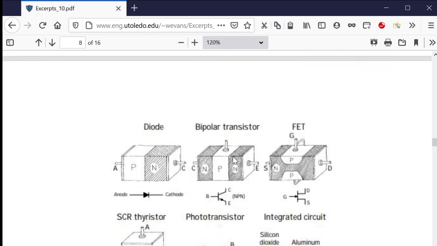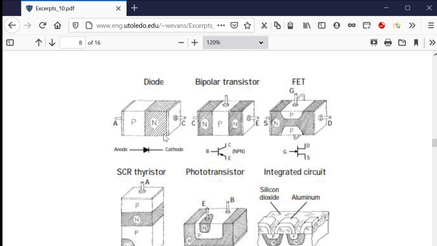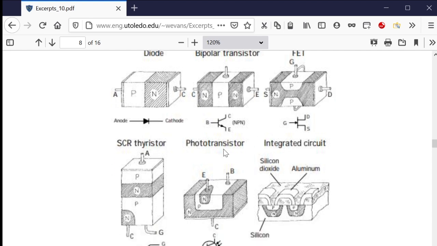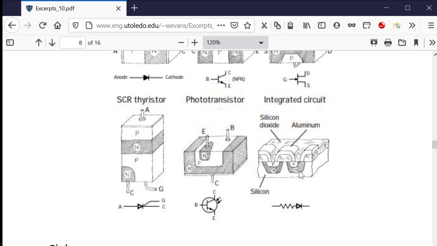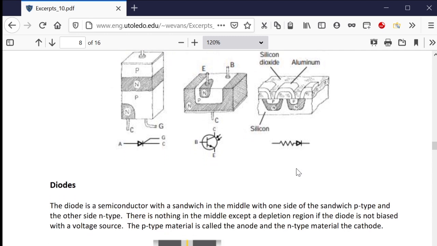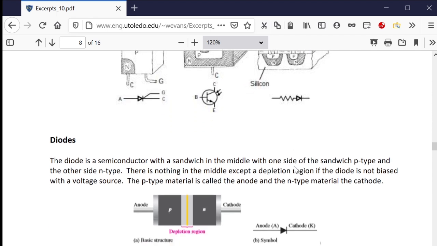Okay, so here are some of the things that we have that are doped with N and P with silicon. The diode, the bipolar junction transistor, this is called the BJT, bipolar junction transistor. Okay, the FET, the field effect transistor, the SCR, silicon controlled rectifier, the phototransistor, an integrated circuit. These are all parts of things that can be attributed to silicon doped with either P or N material.